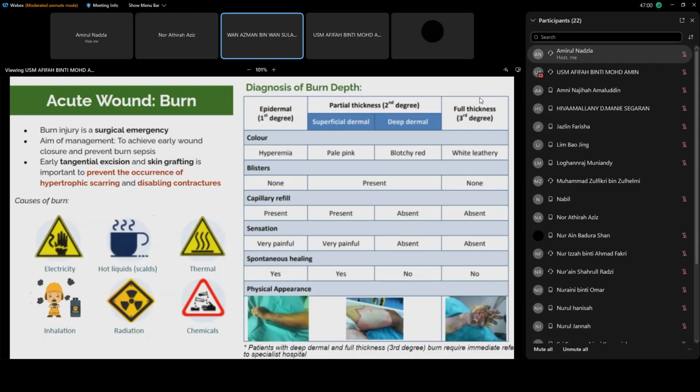So that's why for less than 1% full thickness burn, usually you still can treat conservatively.